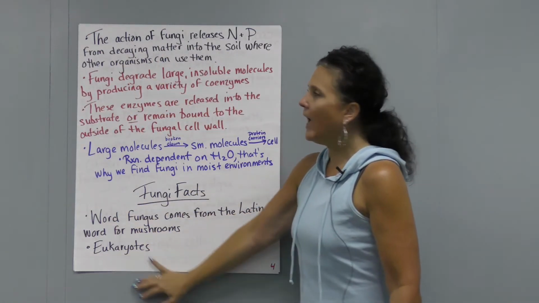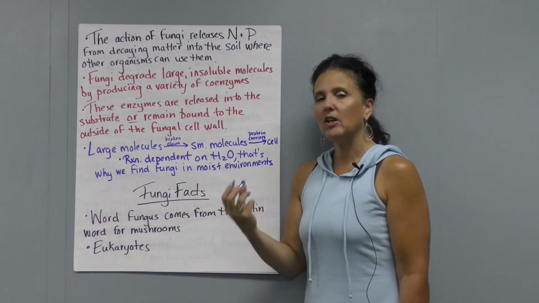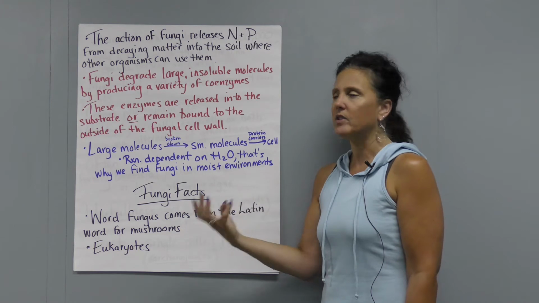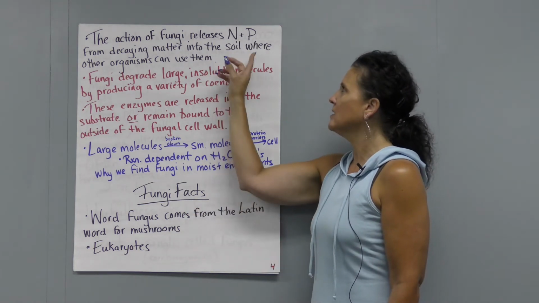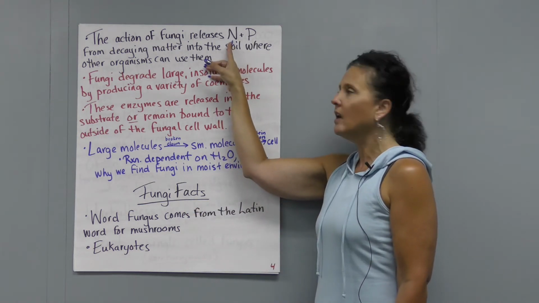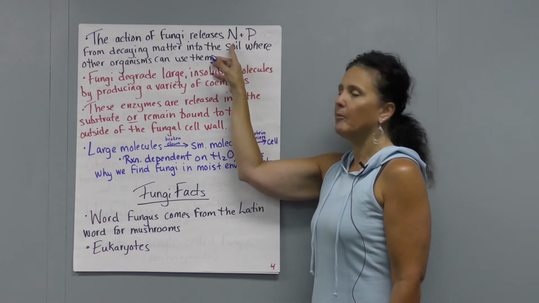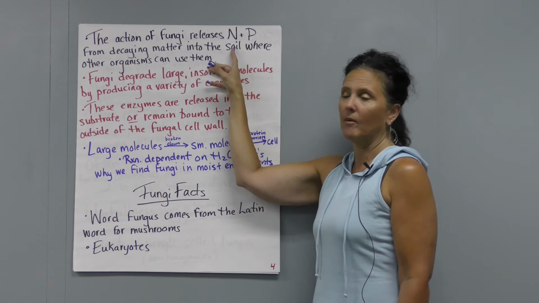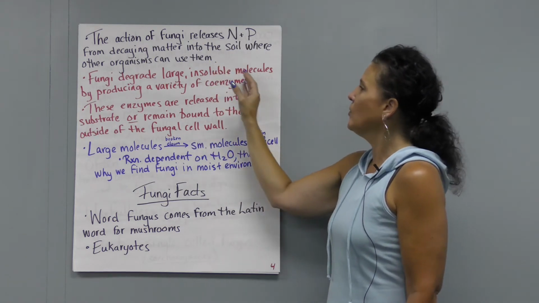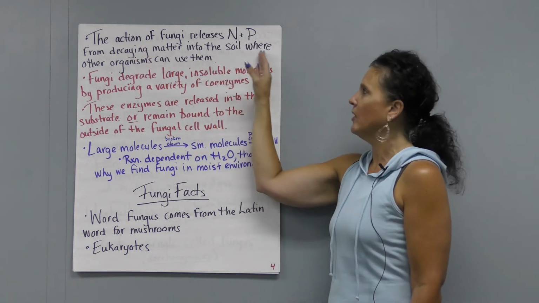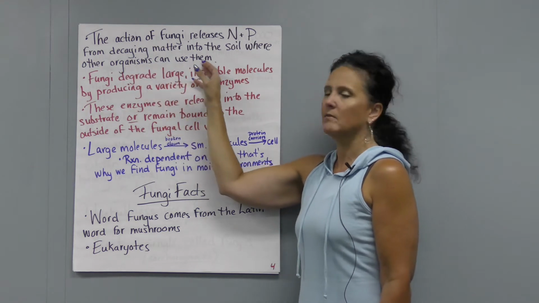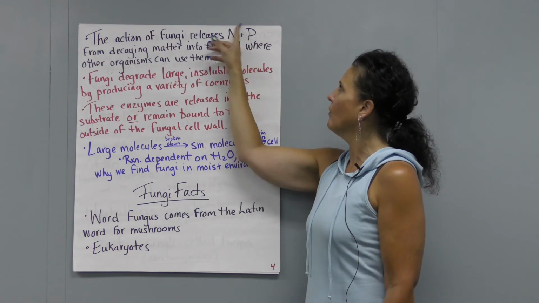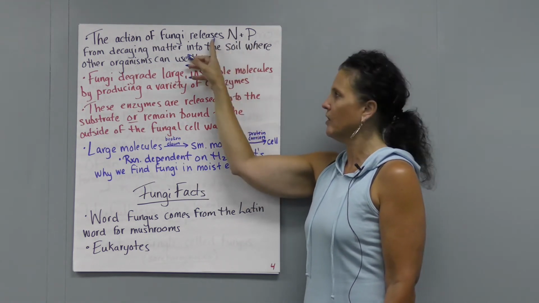Okay. The action of that fungi, when it's decomposing that dead leaf or whatever dead material, it's going to release these two elements, nitrogen and phosphorus. 78% of our atmosphere is made of nitrogen. It's a very important element, right? And so what they do is they release those from that decaying matter into the soil where other organisms can use them. This makes our soil very rich with nitrogen and phosphorus.